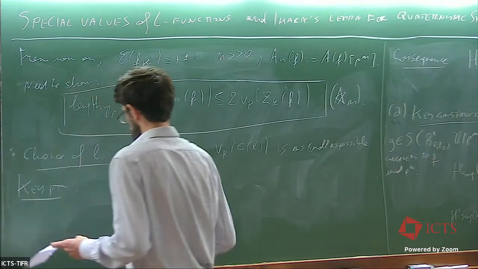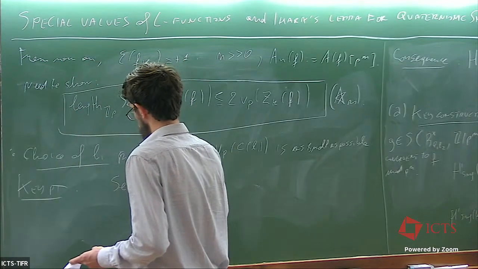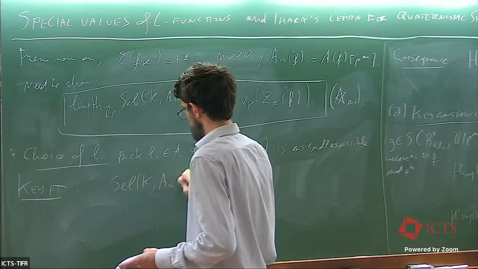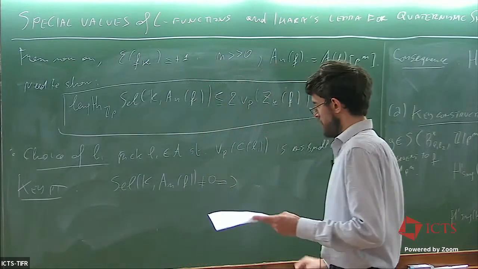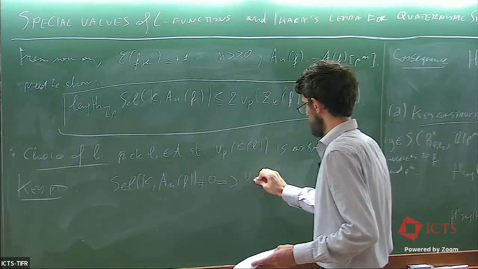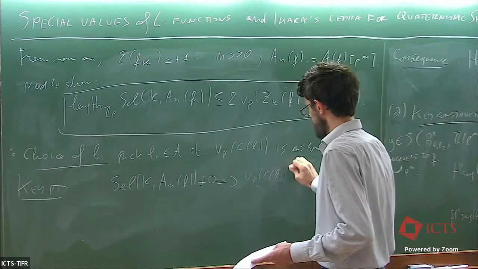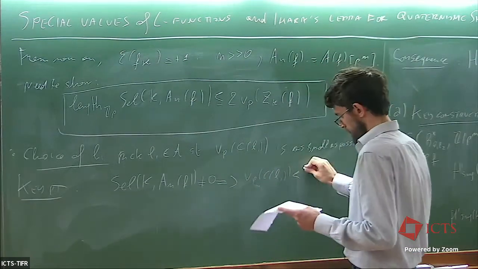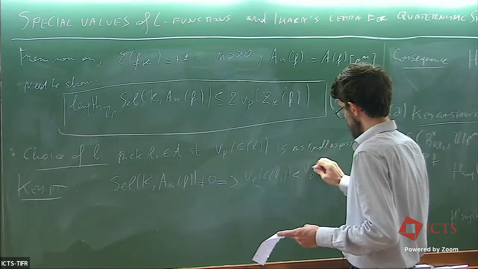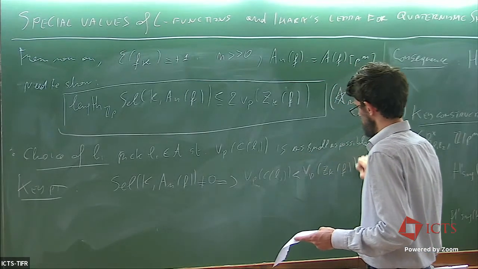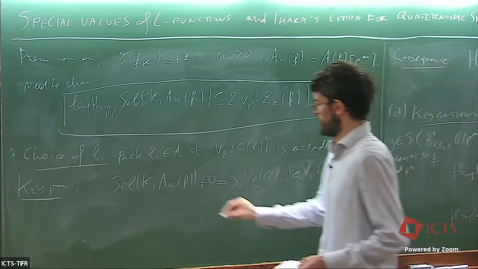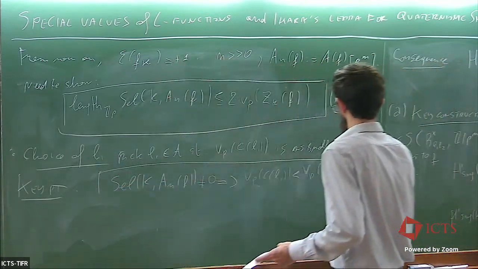is the following. You prove that if the Selmer group is non-zero, then this p-adic valuation is strictly smaller than the p-adic valuation of the zeta element of F. So this is the important implication.